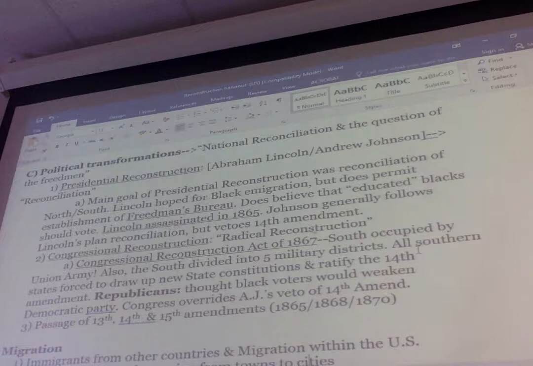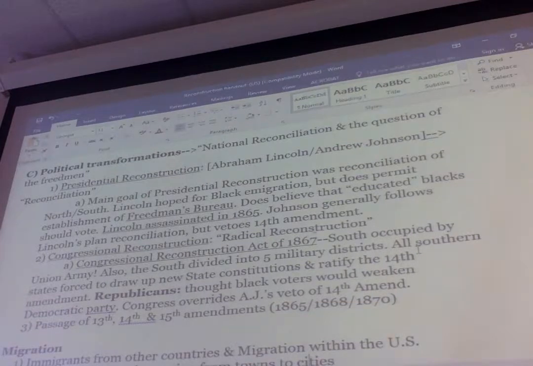Main goal of presidential Reconstruction: reconciliation of North and South. Now, as we mentioned, Lincoln does initially hope that blacks will emigrate or leave the country. He's not sure that this can be a multiracial nation. He thinks that may be the best solution. He's a member of the American Colonization Society. But he is in favor of assisting the freedmen in certain ways. He's going to do some things that will aid the freedmen. He says that educated blacks should vote, for instance. He's going to allow the establishment of the Freedmen's Bureau.